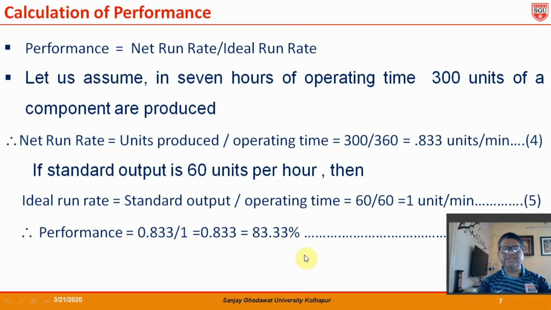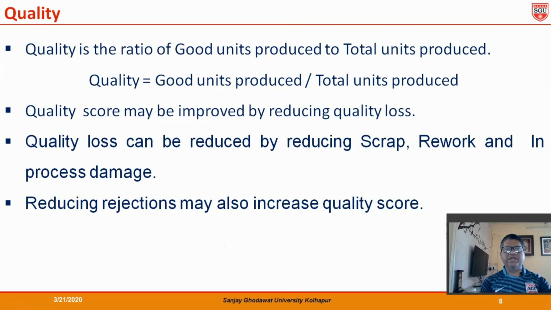Let us continue with the same example. We have studied that the equipment has run for 360 minutes. So, if we produce 300 components in 360 minutes, our actual run rate is equal to 0.833 units per minute, and if the standard rate is 60 units per hour, then the ideal run rate comes to 1 unit per minute, and therefore, the performance, which is the ratio of net run rate to the ideal run rate, becomes 0.833 or 83.33%.